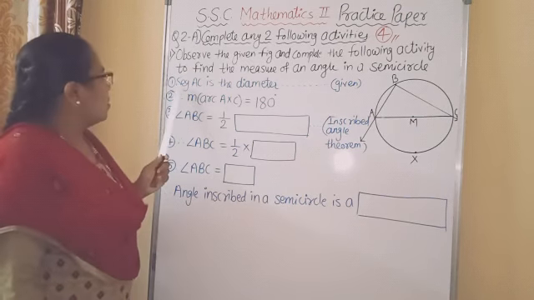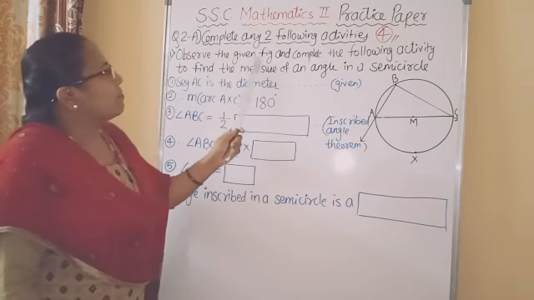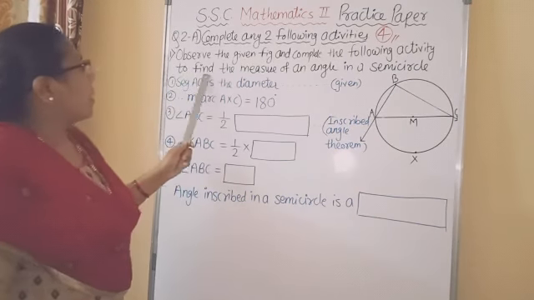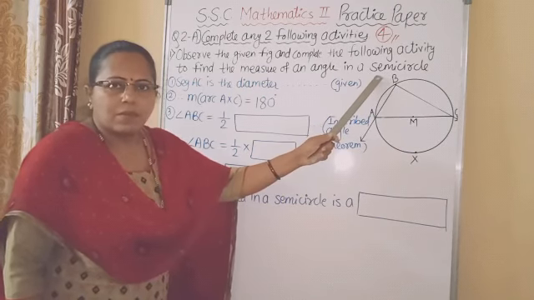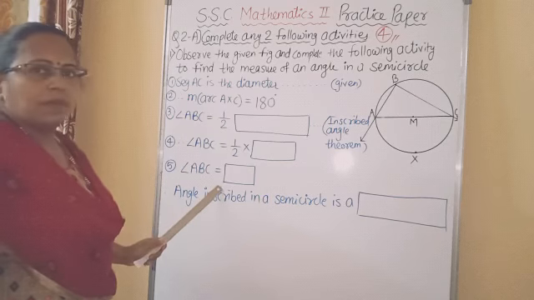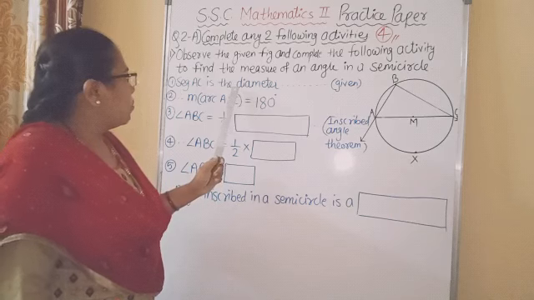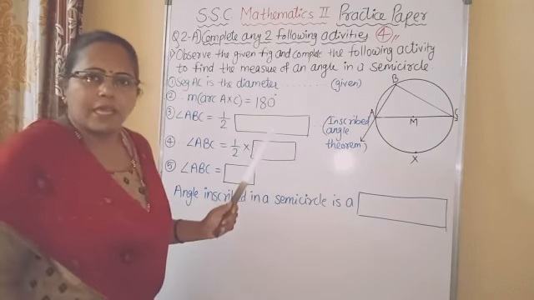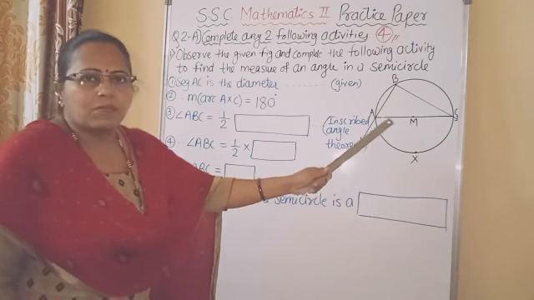Okay, so let us solve the first question. Question number 1. Observe the given figure and complete the following activity to find the measure of an angle in a semicircle. Okay, the figure is given and here the proof is given. So as you know, when you are attempting an activity based question, you have to write all these steps as it is, how it is given in the question paper. If it is possible, draw the figure also. Okay, so it increases your presentation.